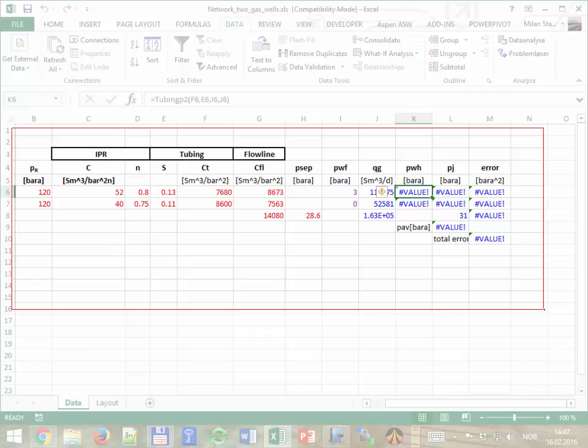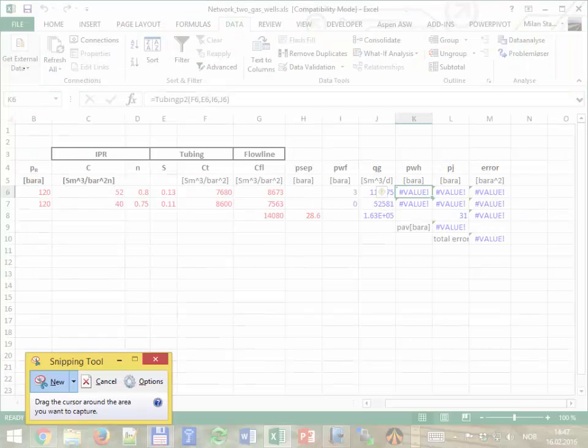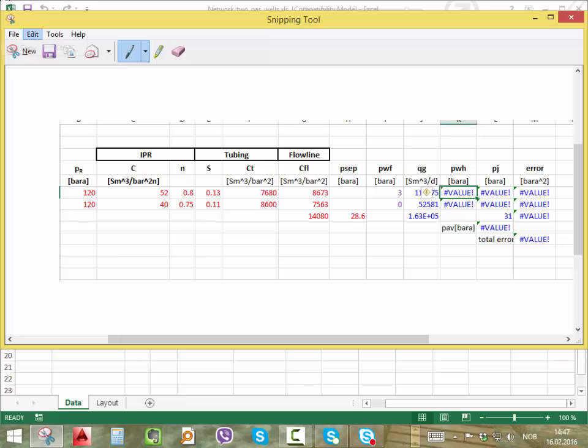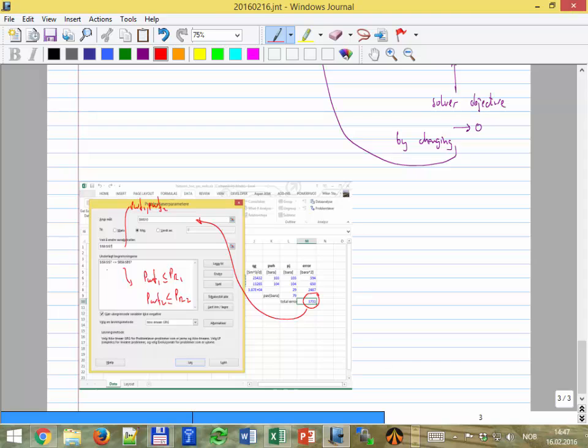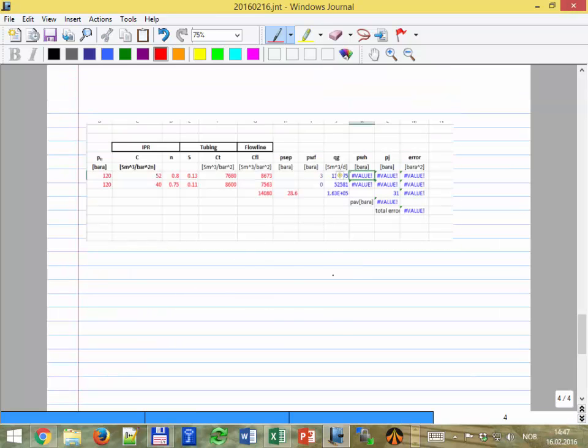So let's again, you know, I'm just making some nice notes for you. I could go a bit quicker, but okay, so PWF is too low, then that causes that the rate is too high, and if the rate is too high, then PWH is negative. Okay, because of the issue that I told you with the square root.